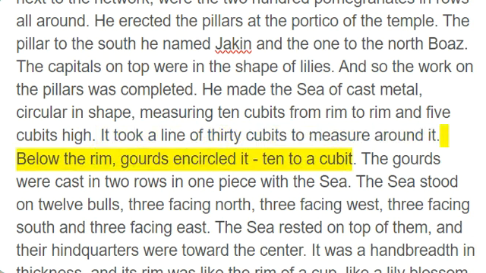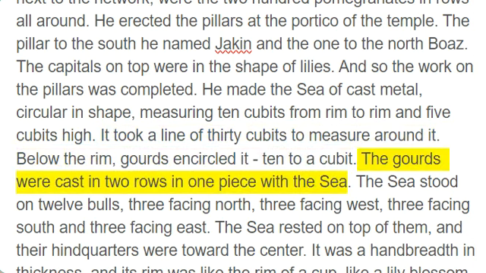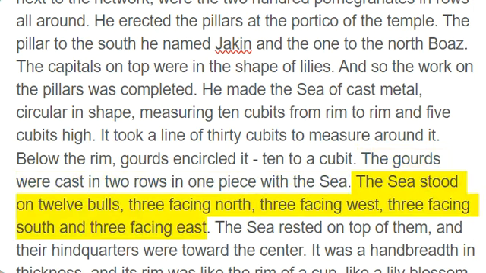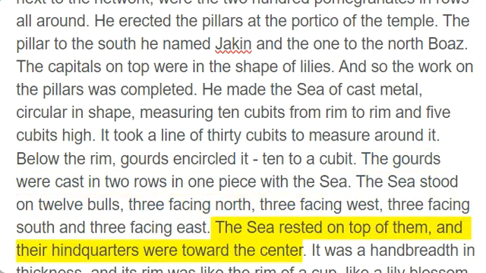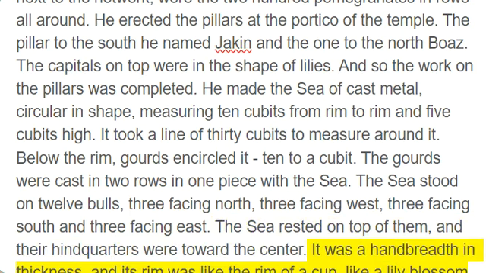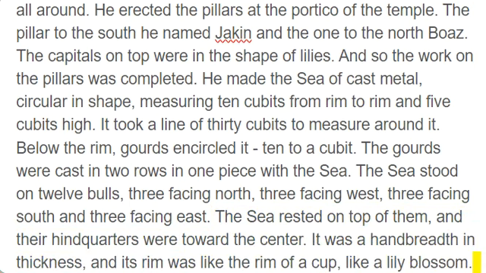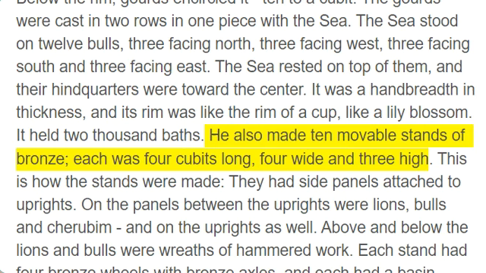Below the rim, gourds encircled it, 10 to a cubit. The gourds were cast in 2 rows in one piece with the sea. The sea stood on 12 bowls, 3 facing north, 3 facing west, 3 facing south and 3 facing east. The sea rested on top of them, and their hind quarters were toward the center. It was a handbreadth in thickness, and its rim was like the rim of a cup, like a lily blossom. It held 2,000 baths.